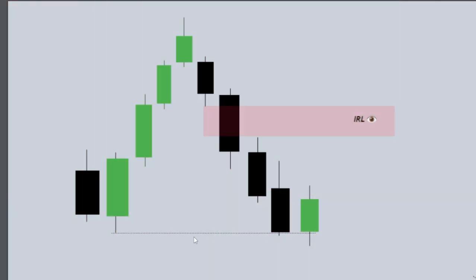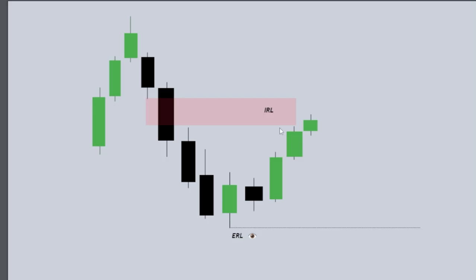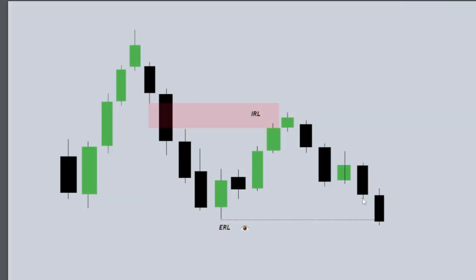Let's say the market took out this external range liquidity, and now we are looking for the market to take this fair value gap, that is internal range liquidity. Market took out this internal range liquidity, and now our next target is external range liquidity, that is this low. Market took this low also. It is the relation between internal range liquidity and external range liquidity.